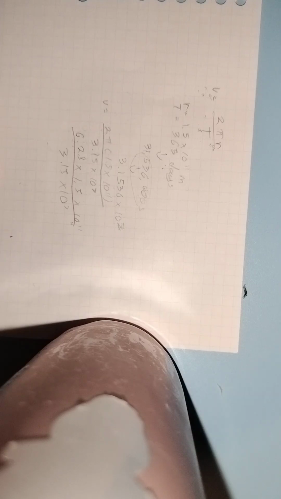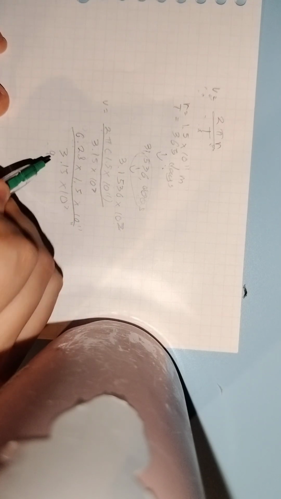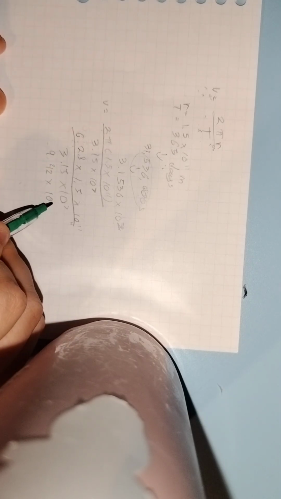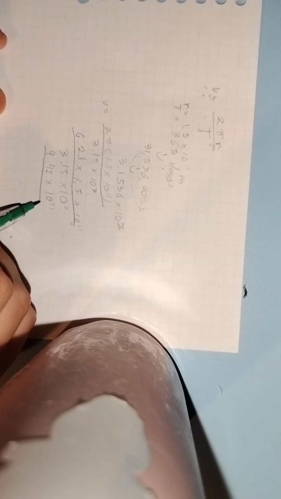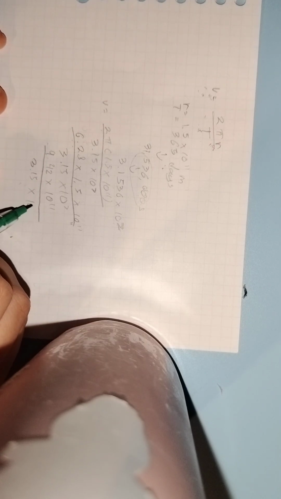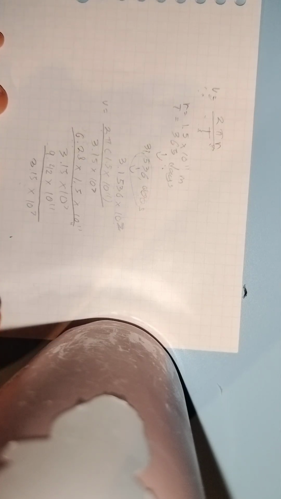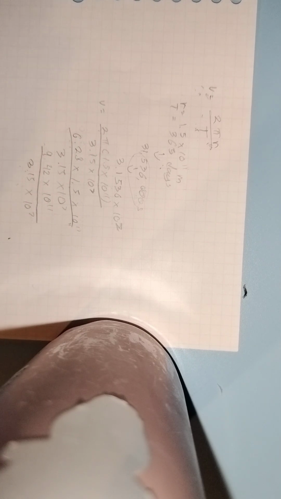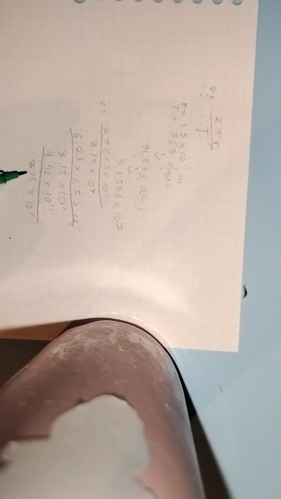6.28 times 1.5 is 9.42 times 10 to the power of 11, still divided by 3.15 times 10 to the power of 7. So then now that we are at this stage of the equation, we can now proceed to dividing. So first of all, let's just divide these two numbers first.